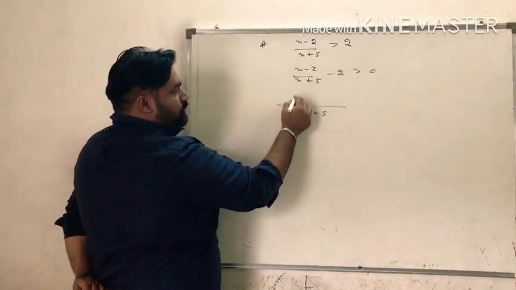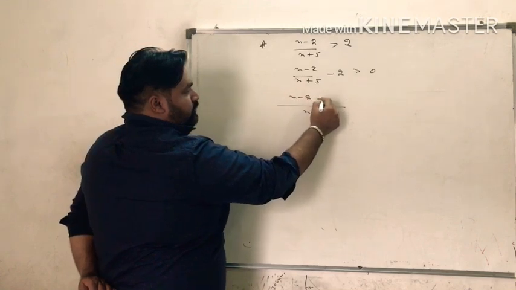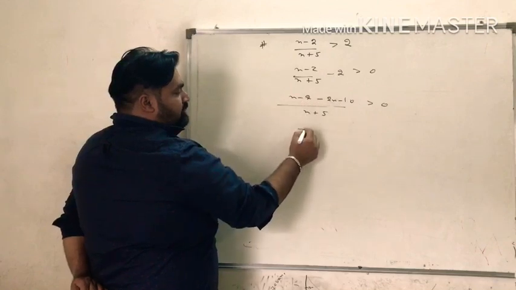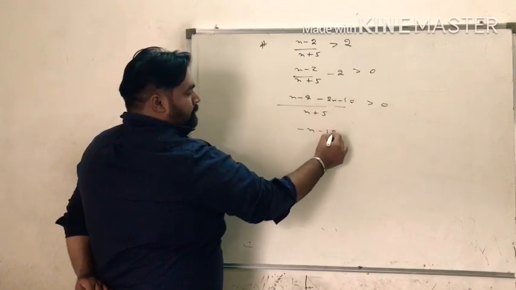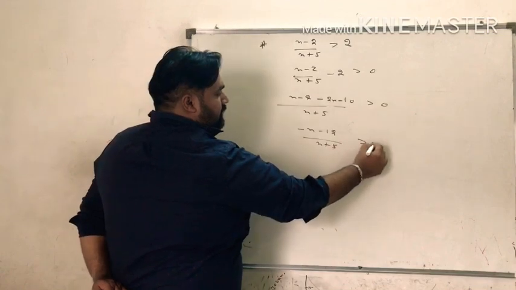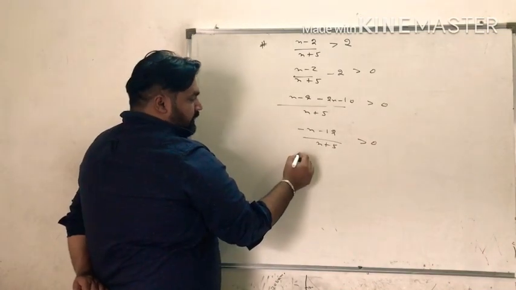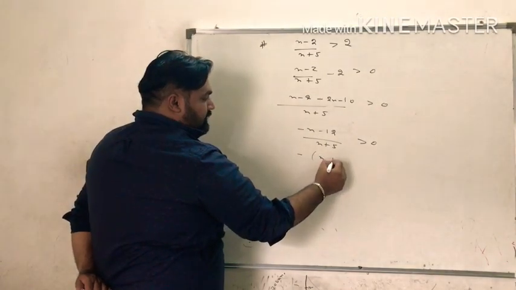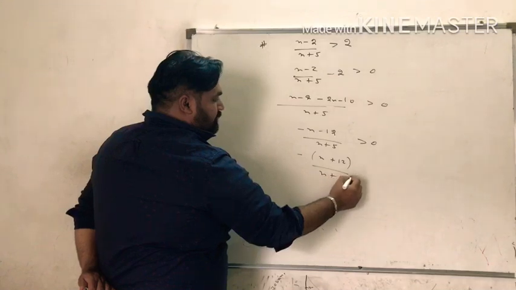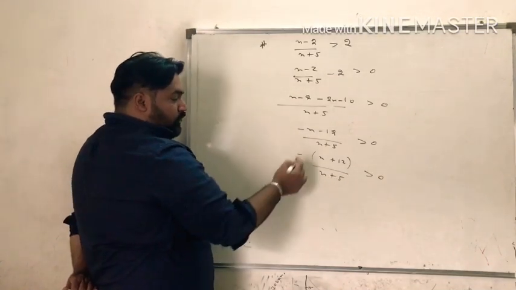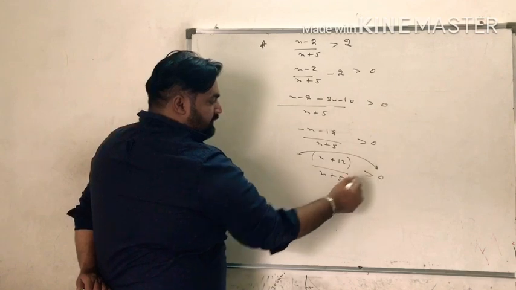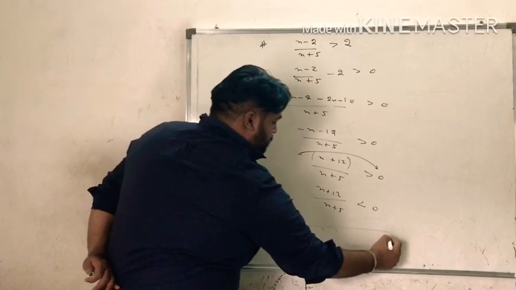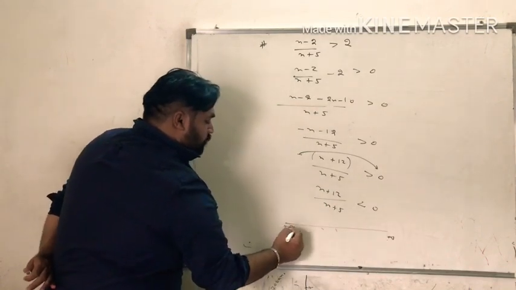Take LCM. So x minus 2 minus 2x minus 10 greater than 0. x minus 2x is minus x, minus 2 minus 10 is minus 12, upon x plus 5 greater than 0. Now take minus as common from numerator. So minus (x plus 12) upon x plus 5 greater than 0. Now we shift this sign to the other side. The inequality sign changes. Now we find the critical points.